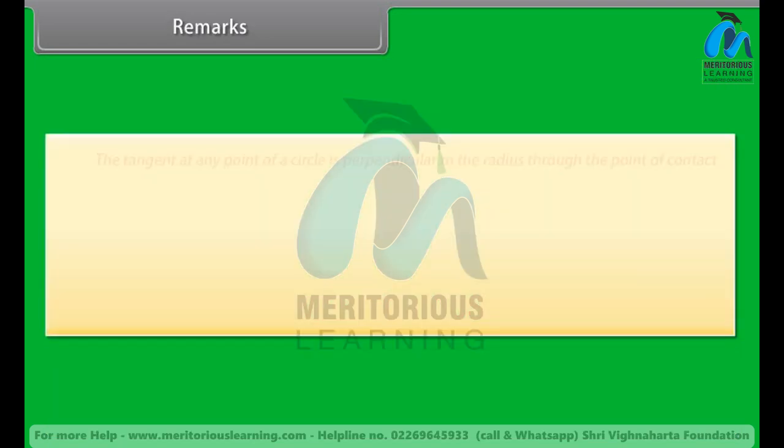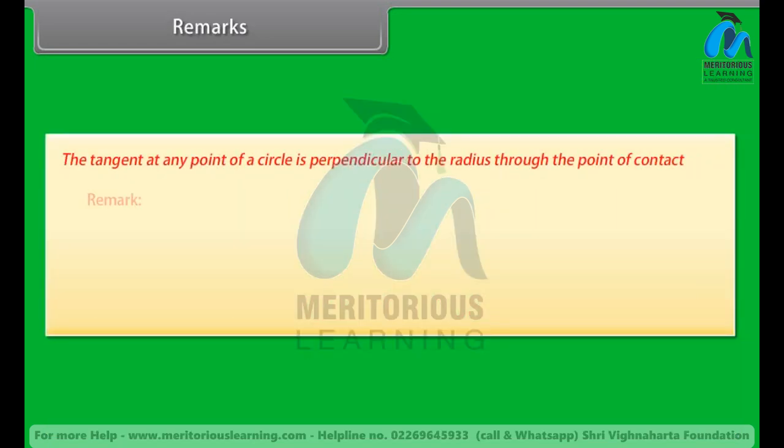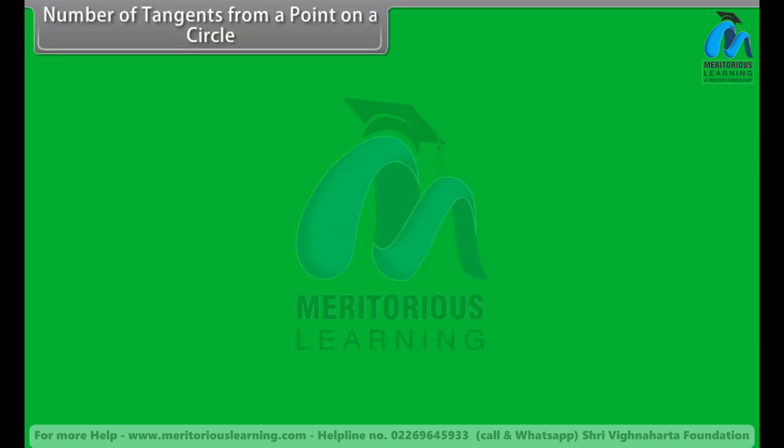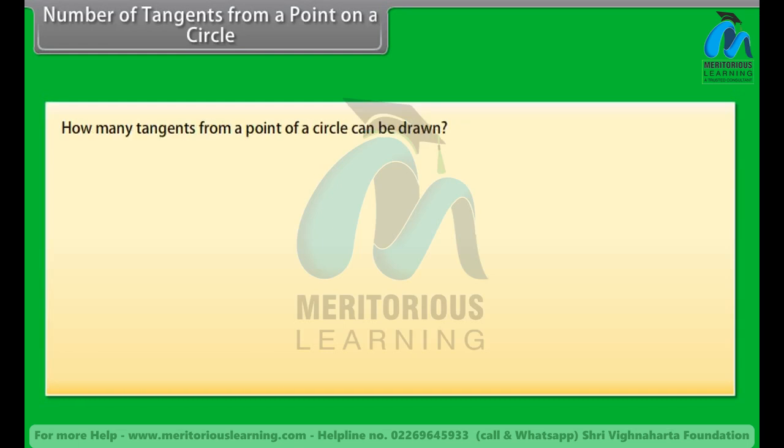Remarks. From this theorem, we can also conclude that at any point on a circle, there can be one and only one tangent. And the line containing the radius through the point of contact is also sometimes called the normal to the circle at the point. Number of tangents from a point on a circle. Can you guess how many tangents from a point of a circle can be drawn?